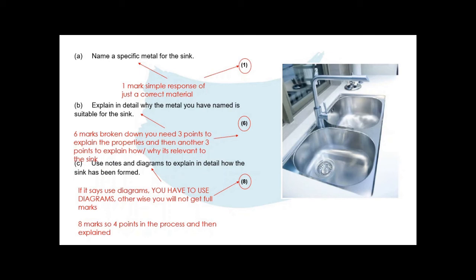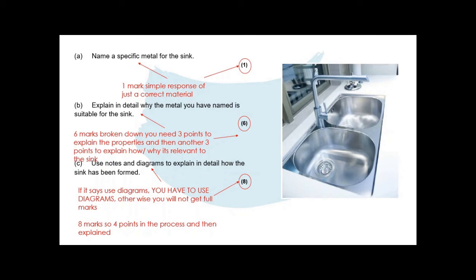So 3 marks for 3 properties, and then another 3 marks to explain how that relates to the sink. So question C, which is 8 marks. Use notes and diagrams to explain in detail how the sink has been formed. Now, if it says use diagrams, you've got to use diagrams, otherwise you're not going to get the full marks.